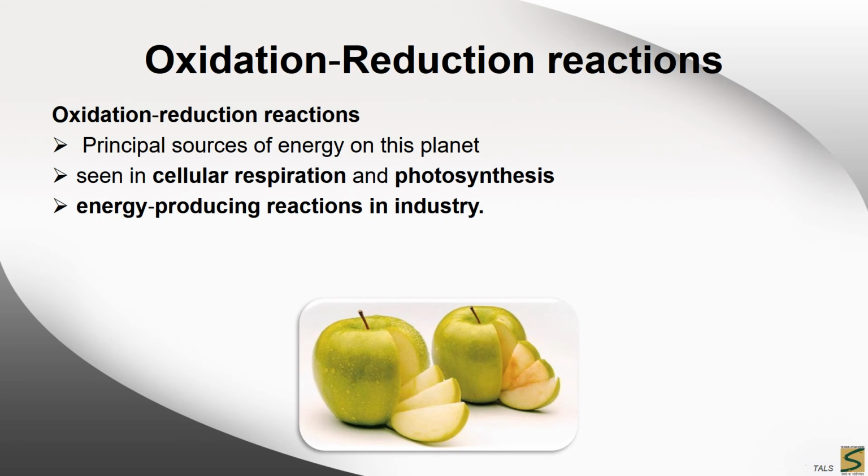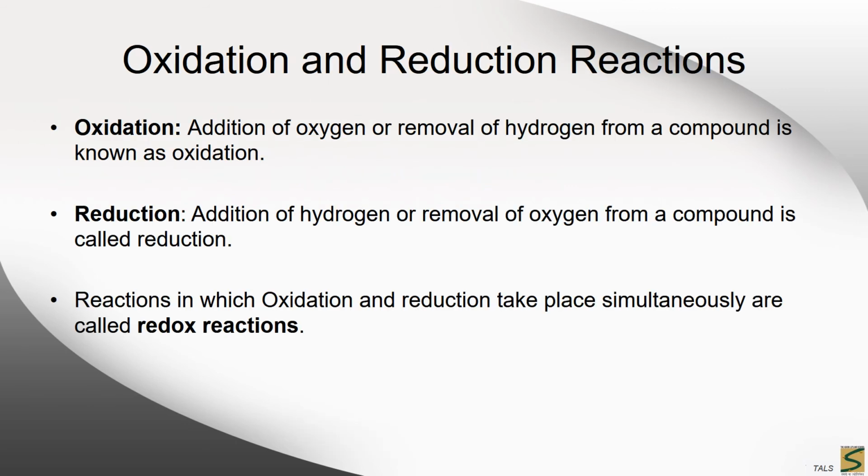Having learnt about the four main kinds of reactions, we should also know what oxidation and reduction reactions are. The reason is these reactions are the principal sources of energy on this planet. They are seen in cellular respiration and photosynthesis, and these are energy producing reactions in industries too. What are oxidation and reduction reactions?